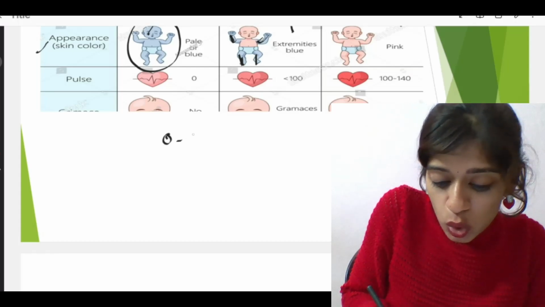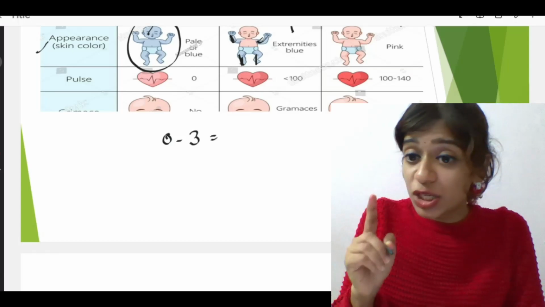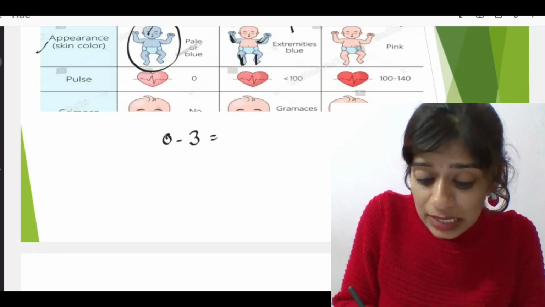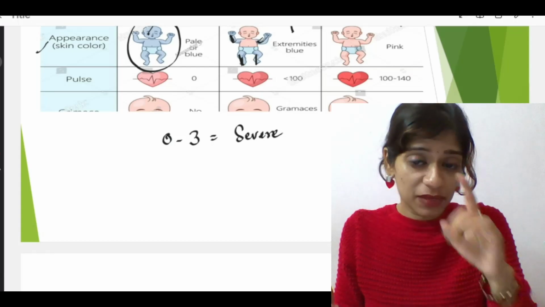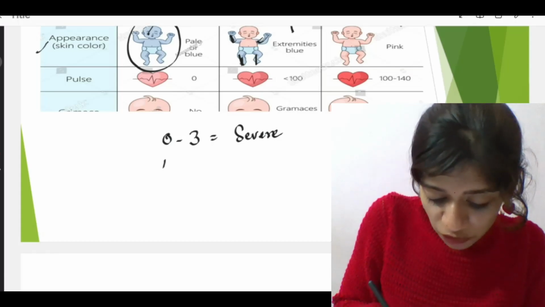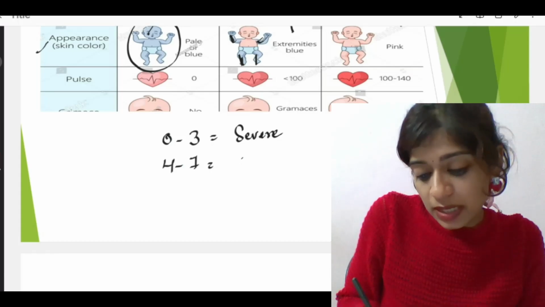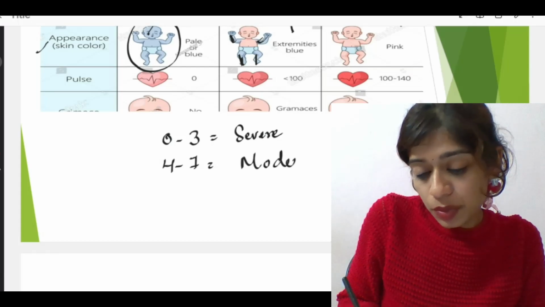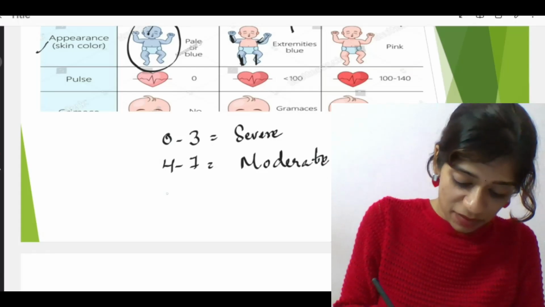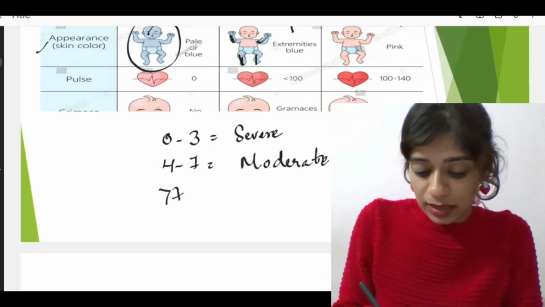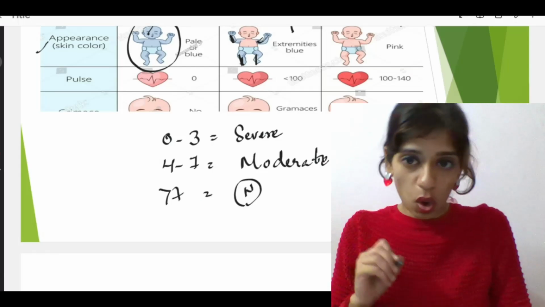Now when you add up all the scores you got in these 5 signs, if you get 0 to 3, then the condition of the baby is bad. That is severe birth asphyxia. If the score is 4 to 7, then there is moderate birth asphyxia. If it is more than 7, that is basically 8 to 10, then the baby is normal.